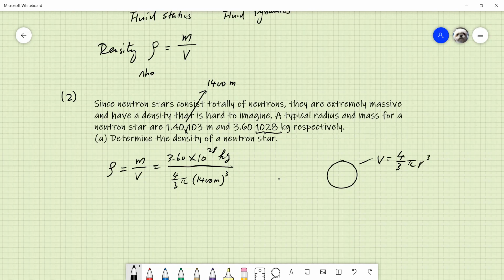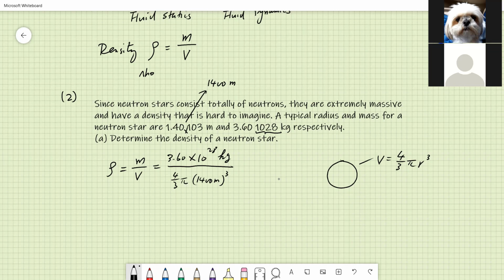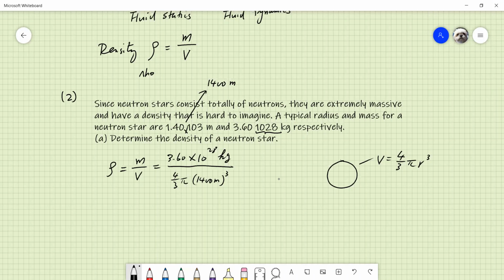Now, if you calculate that, what do you get? Multiply by pi, multiply by 4, divided by 3, and take a reciprocal of that. So if you calculate that, right, you will get 3.13 times 10 to the 18 kilogram per meter cubed. Good.